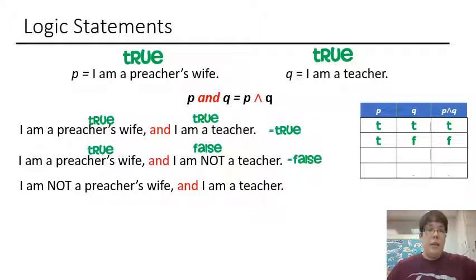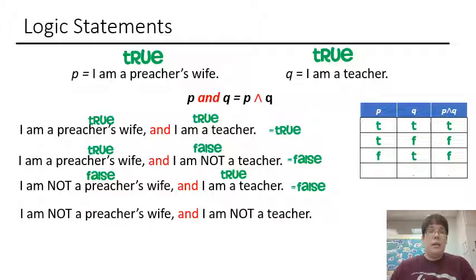Okay, now let's change it up a little bit more. What if we said, I am not a preacher's wife and I am a teacher? Well, I am a preacher's wife. So that statement is false, which means that when I combine them all together, because we use that word and, there's no way that that can be true. So we have a false, true, and a false.